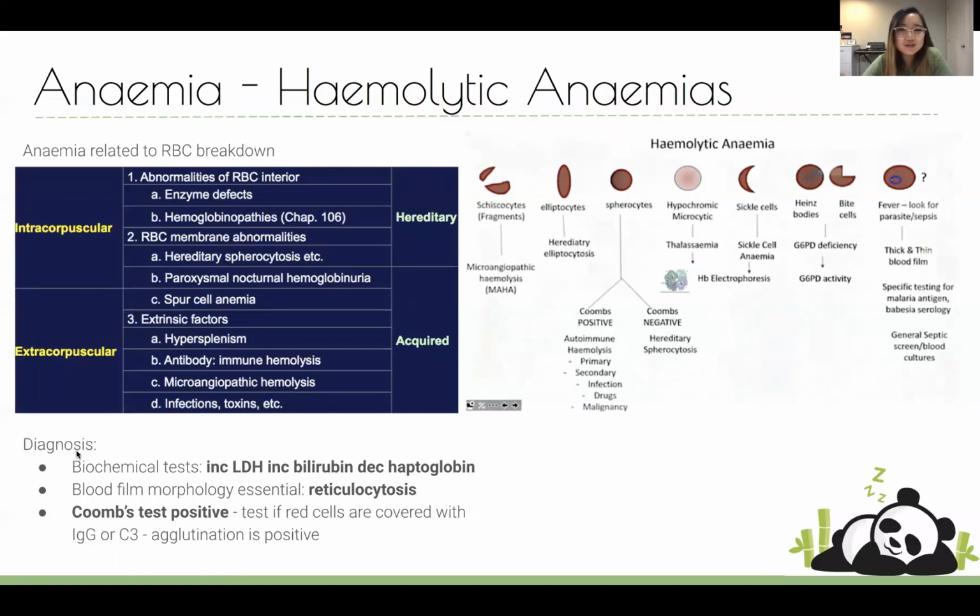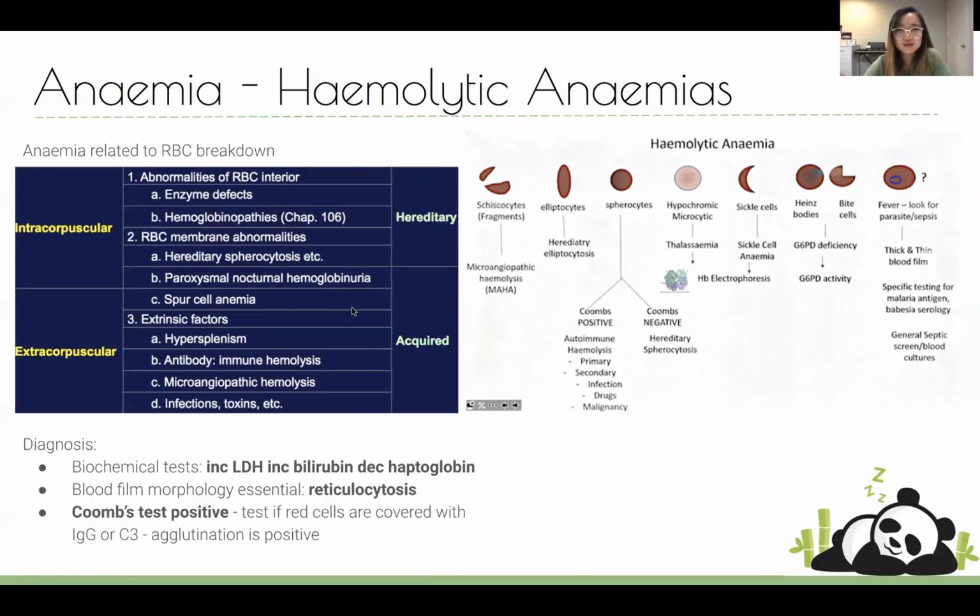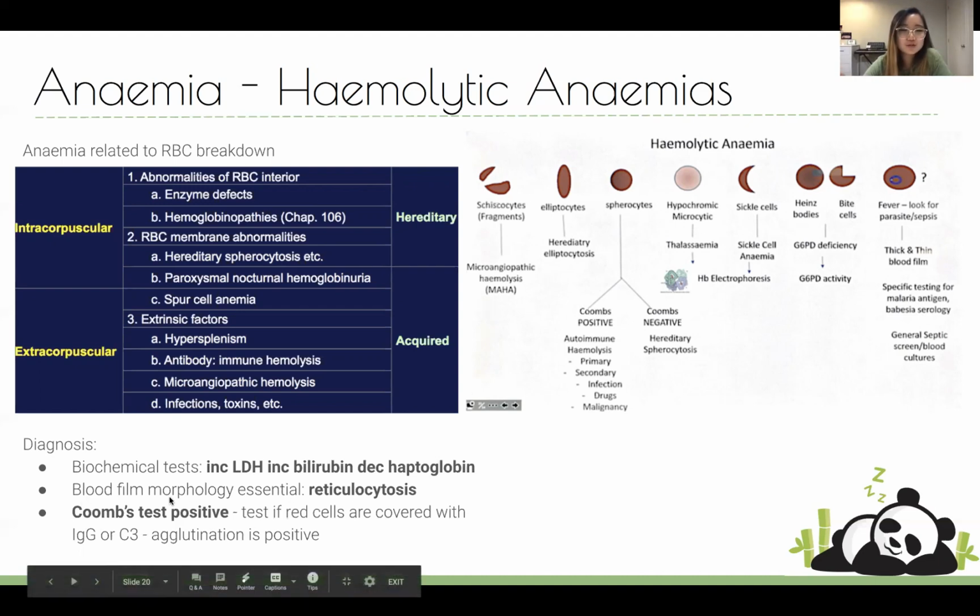For diagnosis, I'll go through the hemolytic screen a little bit later again, but you get increased LDH, increased bilirubin, because that's in your red blood cells, and it's made from heme, right? So you'll have increased unconjugated bilirubin. You have decreased haptoglobin. You have reticulocytosis because you're breaking up all the cells, and so your body's like, oh, I have to make more, so you'll have more immature red blood cells, and it's also Coombs test positive.